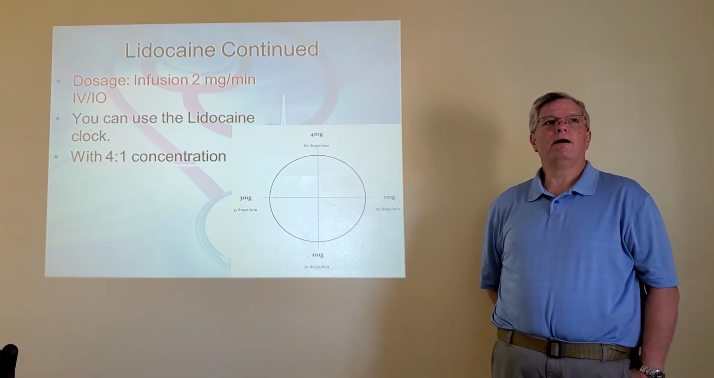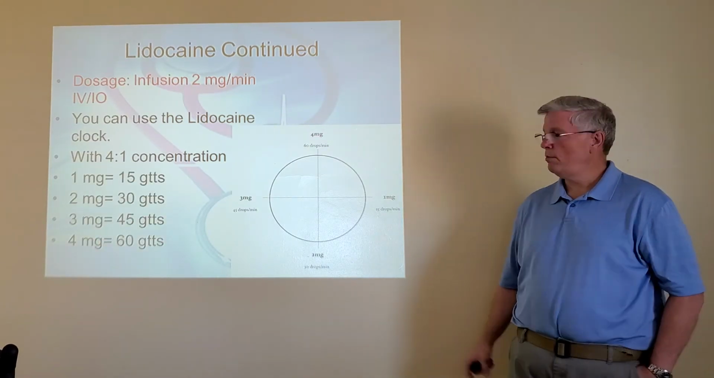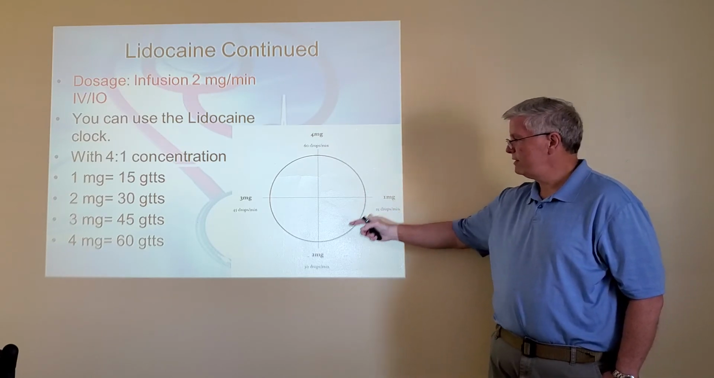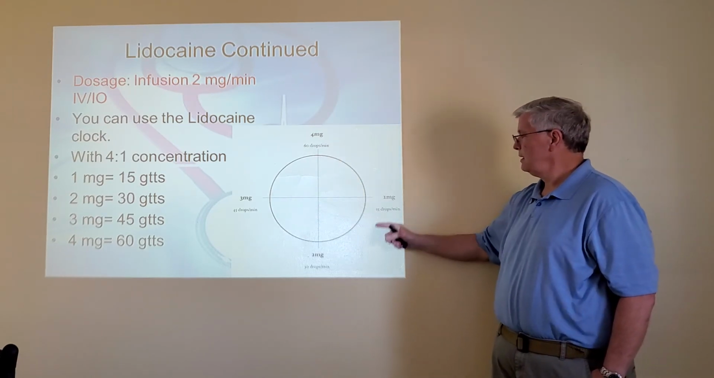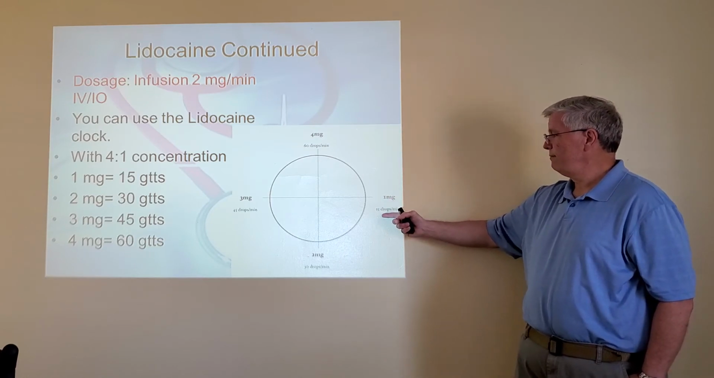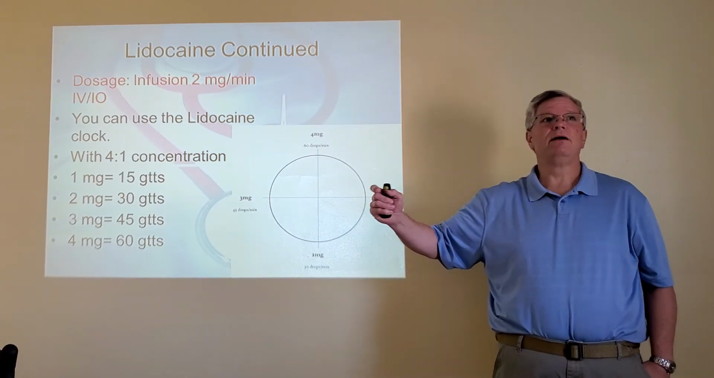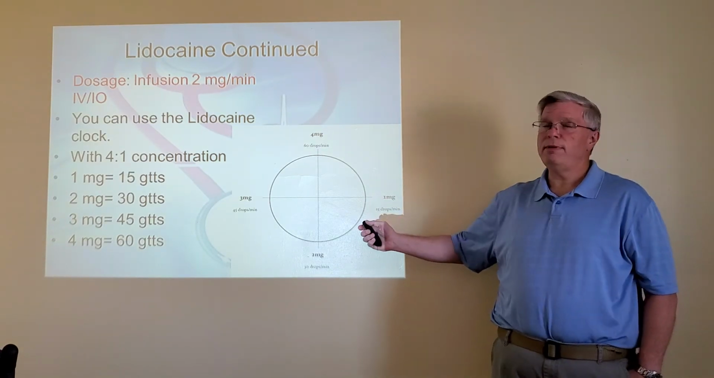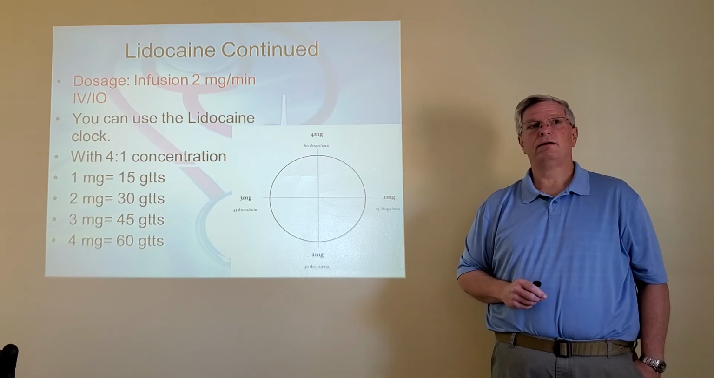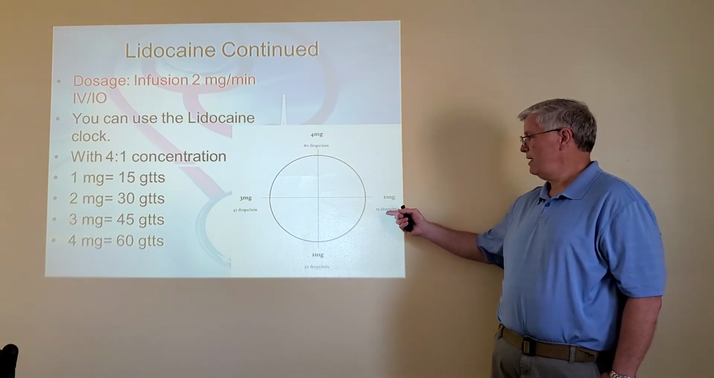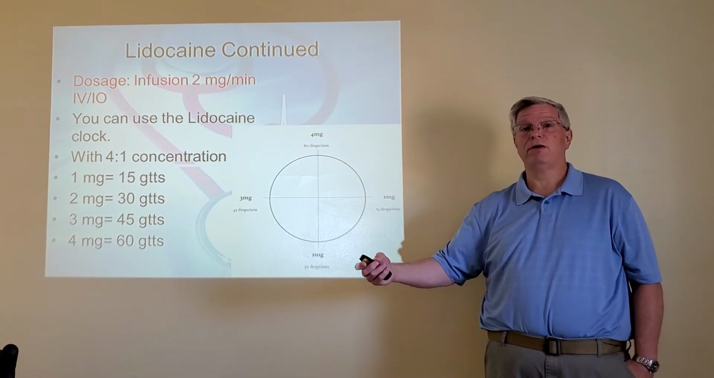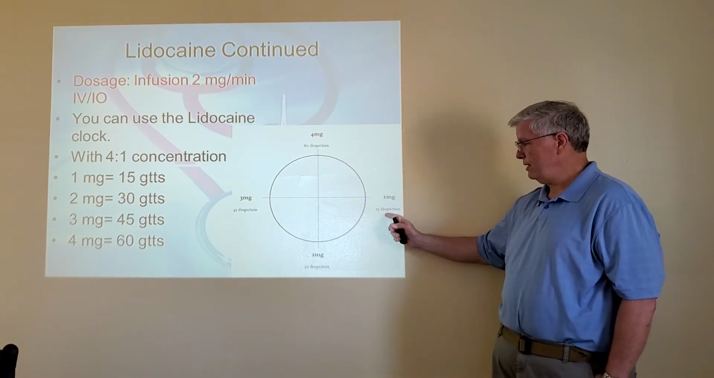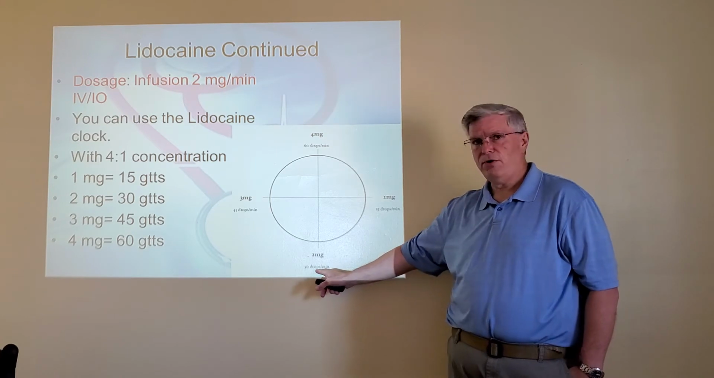So, if you want 1 milligram, it's like a clock. It's 15, 30, 45, and 60. So if you want 1 milligram, you're going to have 15 drops a minute. When you're administering this medication, you won't be administering it with a 60 drop set. So therefore you have to count your 60 drops, or you have dial-a-flows in the line, so you can just set it at 15, 30.